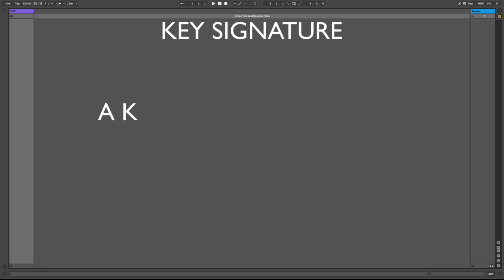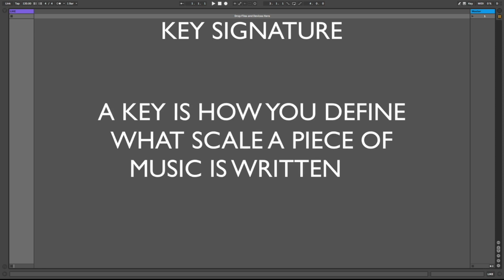So essentially, a key is how you define what scale a piece of music is written on. Armed with this information, a musician could quickly identify what scale was used to compose a piece of music. This can also be useful to DJs, because as we know so far, notes within a specific scale tend to sound good together. So if a DJ mixes 2 tracks which are in the same key, they would sound more harmonically pleasing compared to mixing tracks in different keys. And this is the technique known as harmonic mixing, which all the top DJs often use.